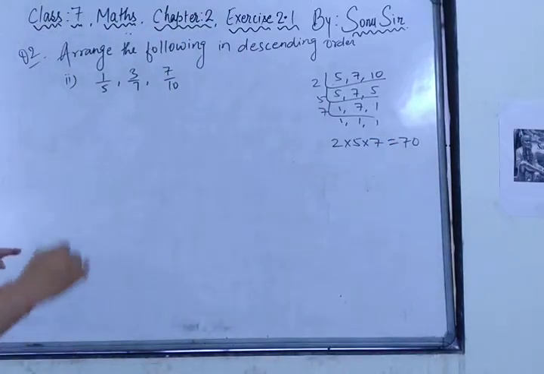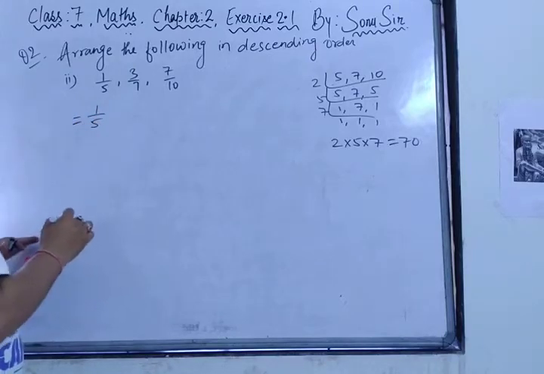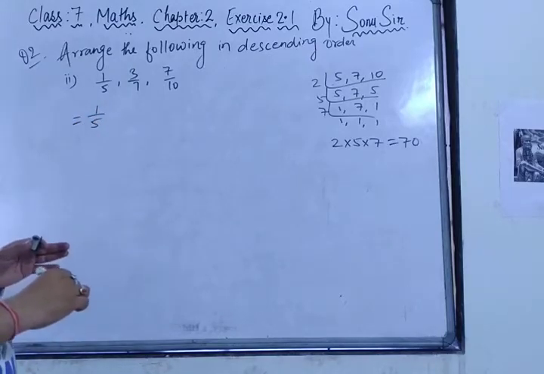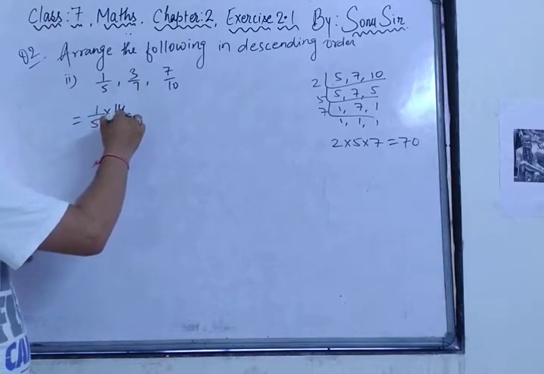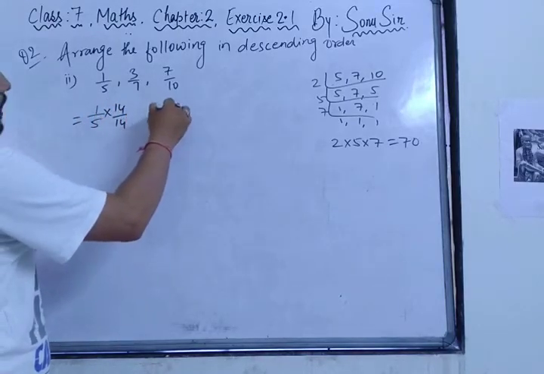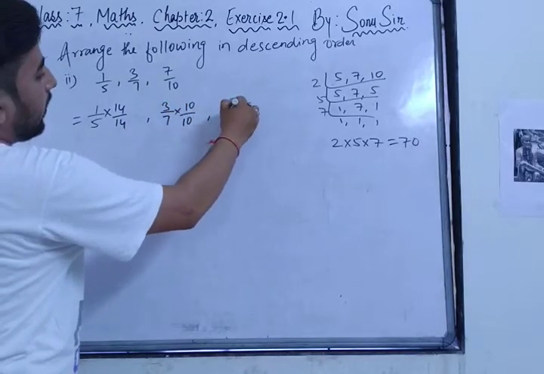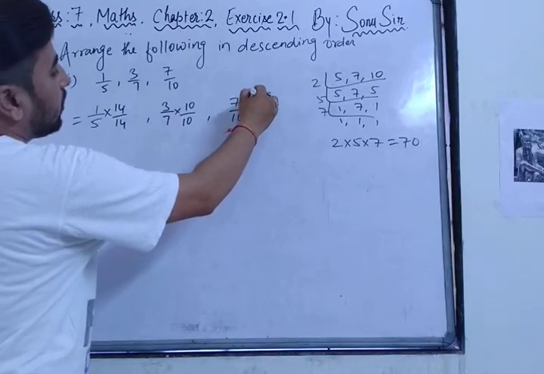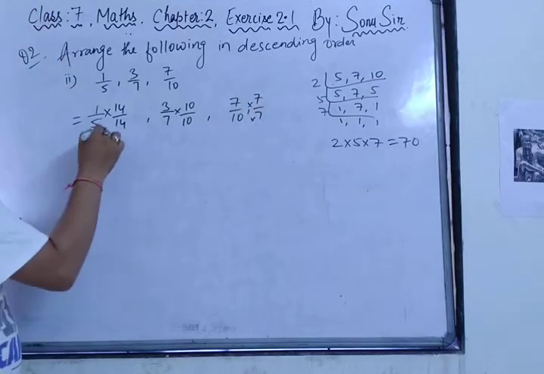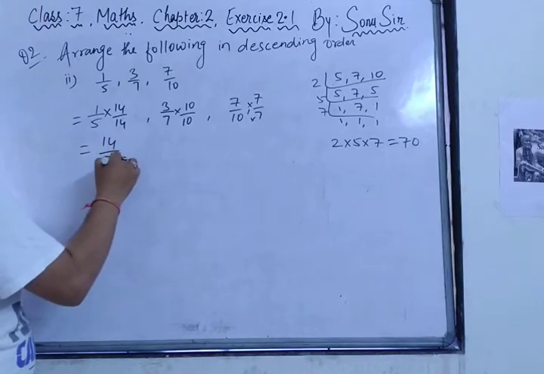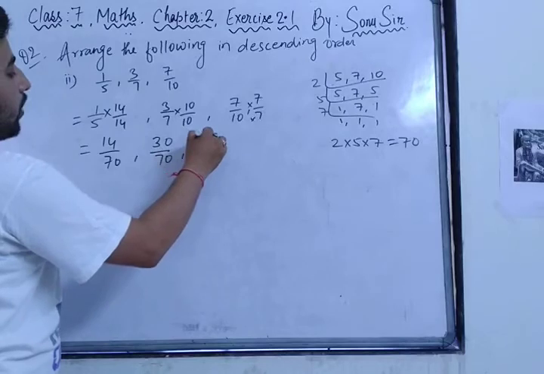Everywhere you have to make 70 first of all. So instead of 1 by 5, how will you make this 70? Can you tell me? 12 5s are 60, 14 5s are 70. So up and down you have to multiply by 14. Second is 3 by 7. 7 10s are 70, and here 7 by 10 is already given. So 10 7s are 70. Got it? So the numbers will be 14 1s are 14, 14 by 70, 30 by 70 and 49 by 70.